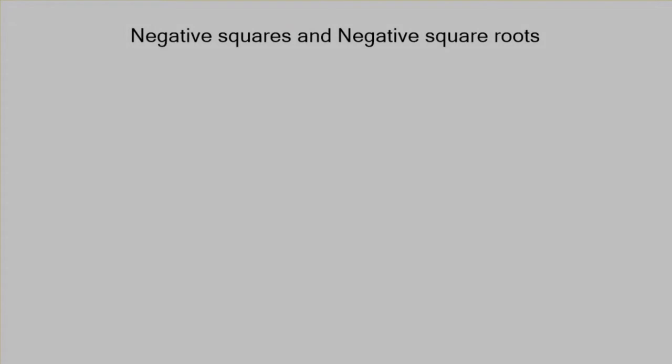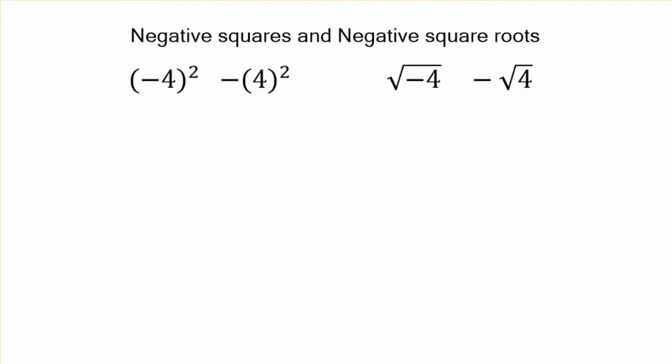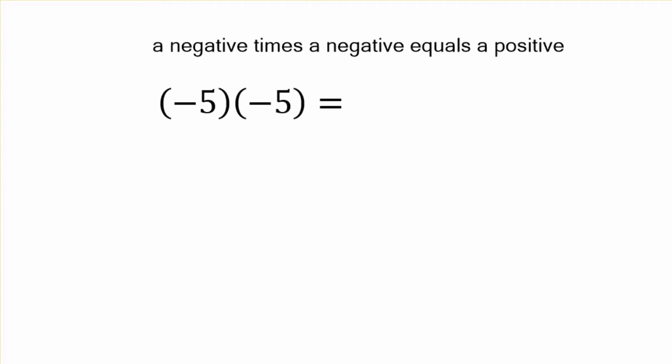This tutorial is all about negative squares and negative square roots. They look like this. People get very confused when it comes to these, so let's talk about how to work with these. Really, you need to pay attention to what's inside the parentheses. Here you notice you have -5 times -5, both in parentheses. Well, negative times a negative is a positive, 25.